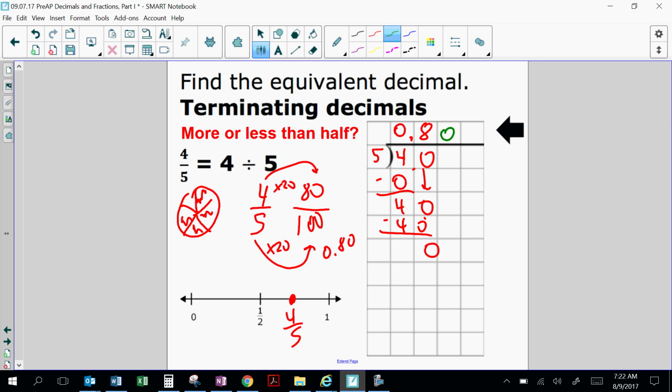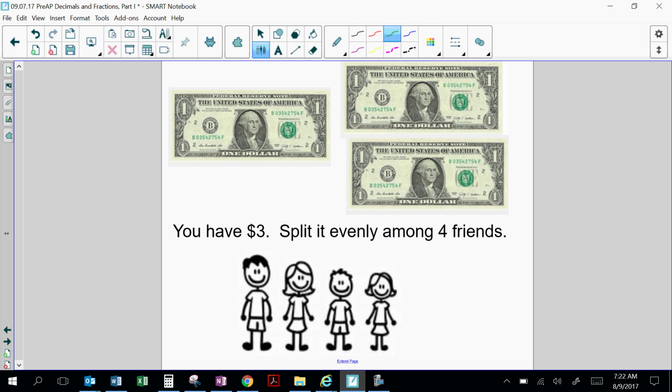Let's try another example. You have $3. I want you to split it among 4 friends. So would each person get more than half or less than half? Let's think about $3 and you're dividing it among 4 friends. Each person can get less than a dollar. So I have $3 and I divide it evenly among 4 friends. 4 going into 3, cannot.